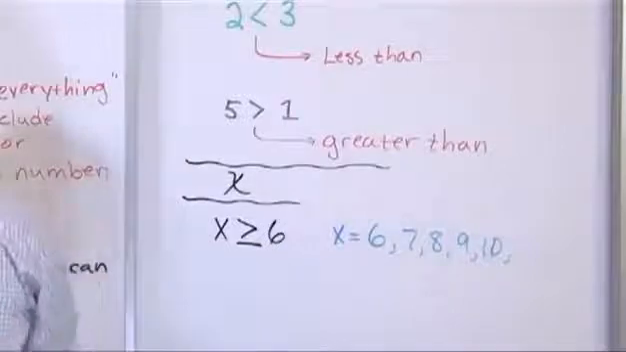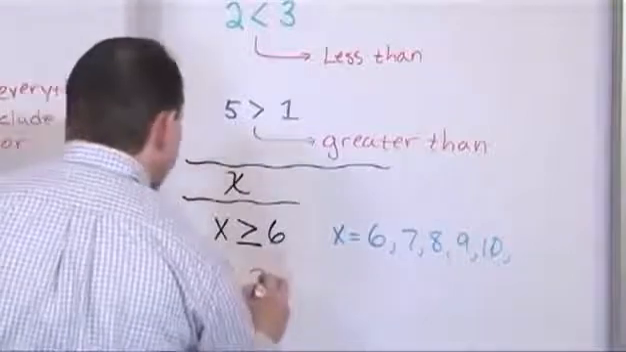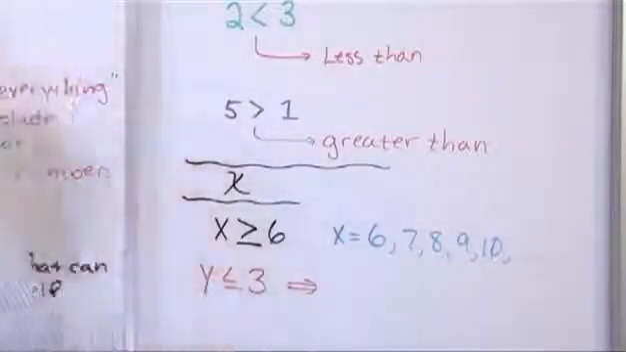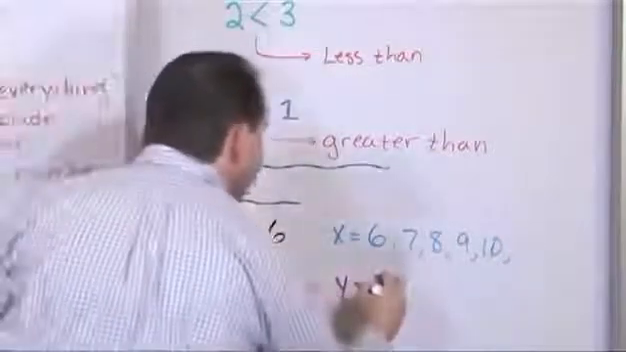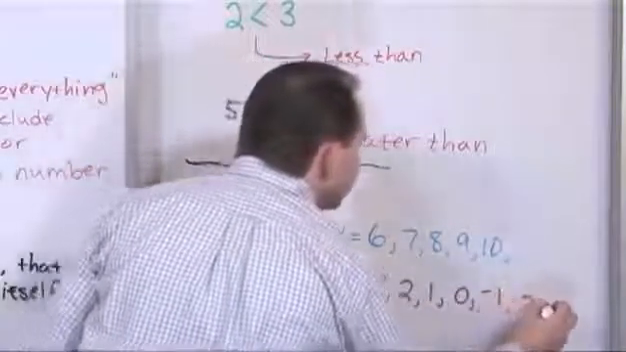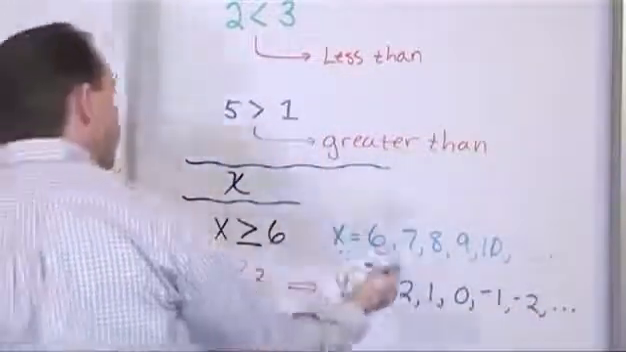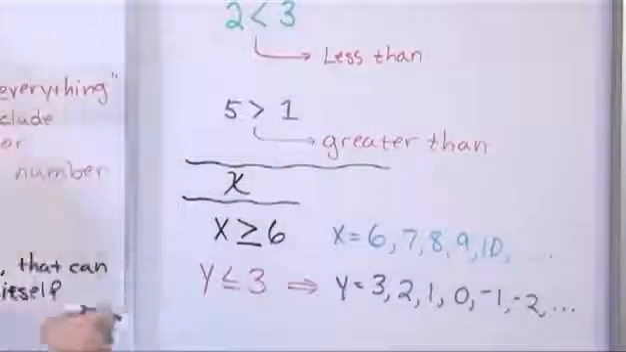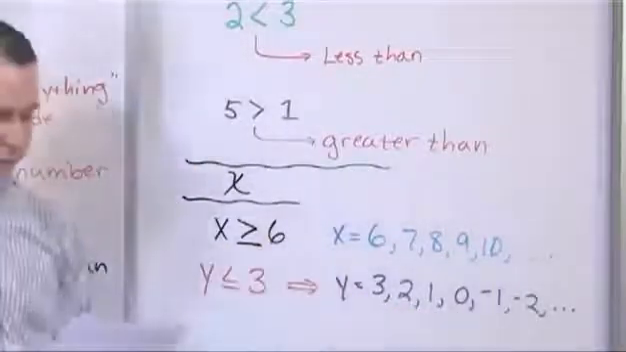Now, just to give you another example, if you have y is less than or equal to 3, that's the way you read it and the way you write it. Then y is going to be equal to 3, 2, 1, 0, -1, -2, and so on. Y can be equal to 3, but it can also be equal to 2, to 1, to 0, -1. You keep going less and less and less. When you get less than 0, you're going into the realm of the negative numbers, which is what we talked about.